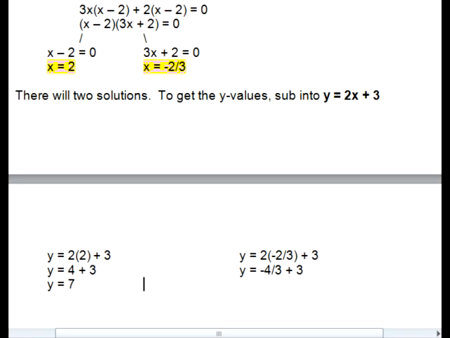So on the left, we're going to have y equals 7. On the right, we're going to have y equals 5/3. The question was how to get 5/3. So what I did, and I should probably show it, negative 4/3 plus 9/3. So y is equal to 5/3.